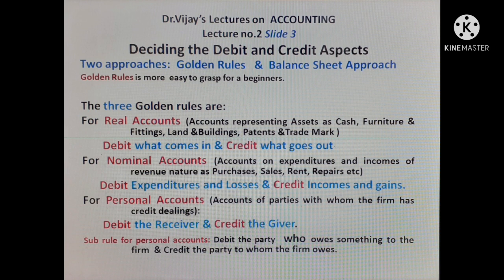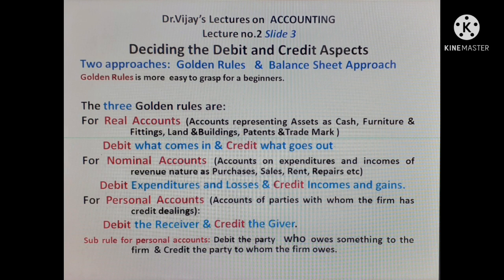When you are taking a loan from N or say Z, Z is the giver, so give credit to Z account. When you are repaying a loan to Z, Z is receiver, so Z account is to be debited.